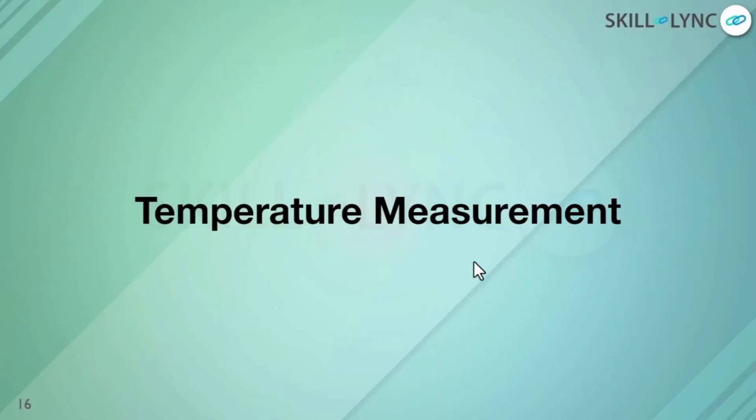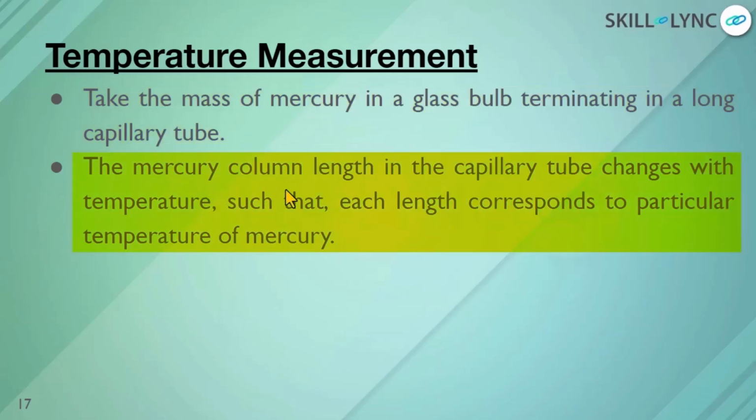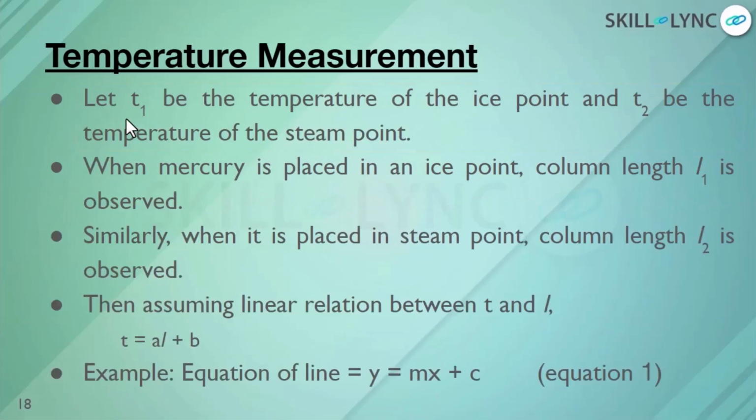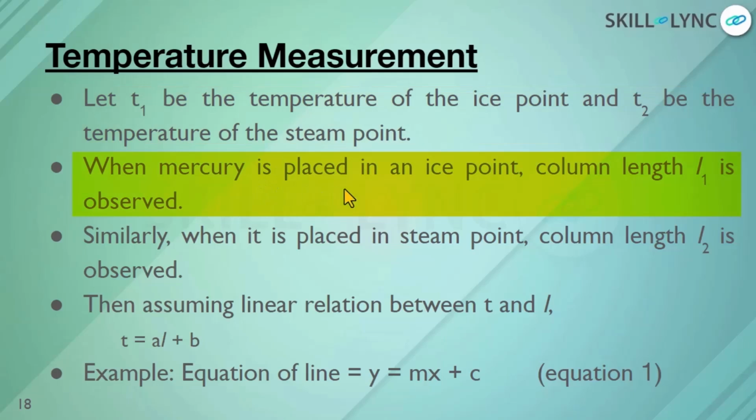The next thing to cover today is temperature measurement. Let's take a mass of mercury in a glass bulb terminating in a long capillary tube, such that the mercury column length in the capillary tube changes with the temperature. That is, each length corresponds to a temperature of mercury. Let me try to explain this to you again. Let a mass of mercury be placed in a long capillary tube, where the mercury column length changes with temperature. Let T1 be the temperature of the ice point and T2 be the temperature of the steam point. Thus, when mercury is placed in an ice point, the column length will be L1.